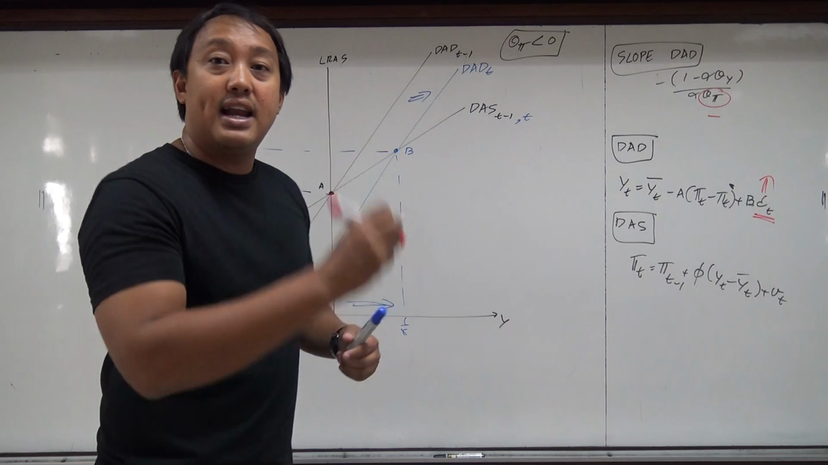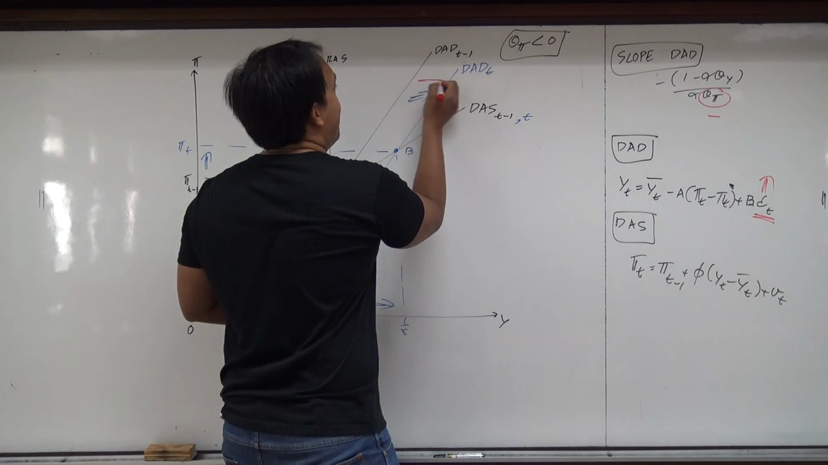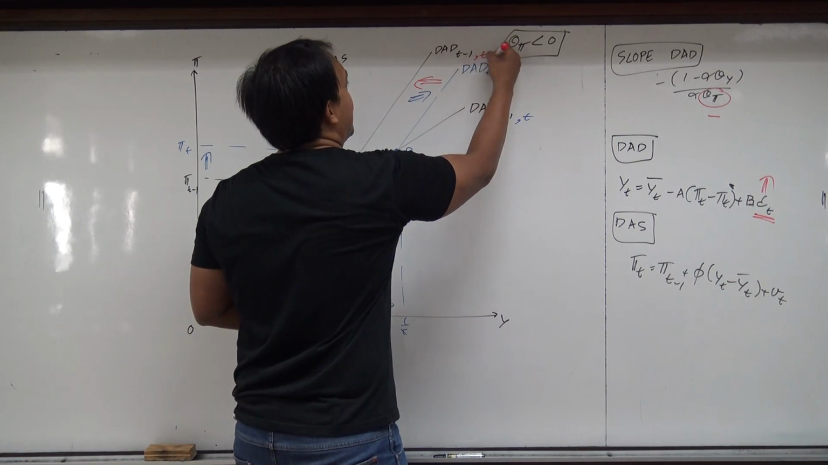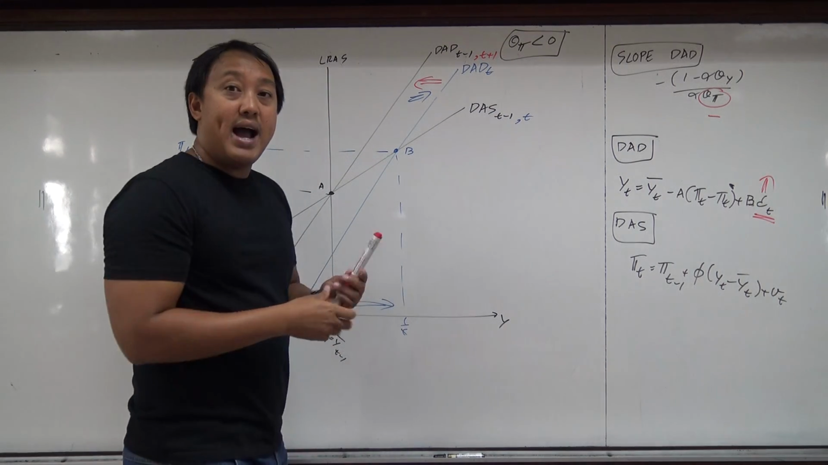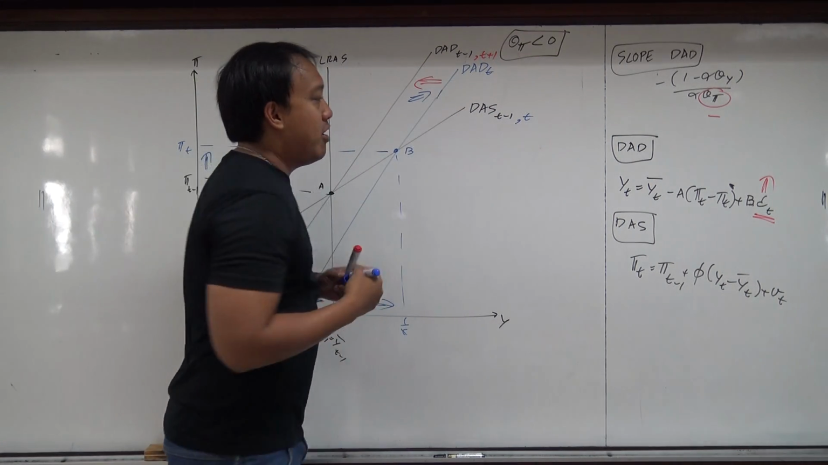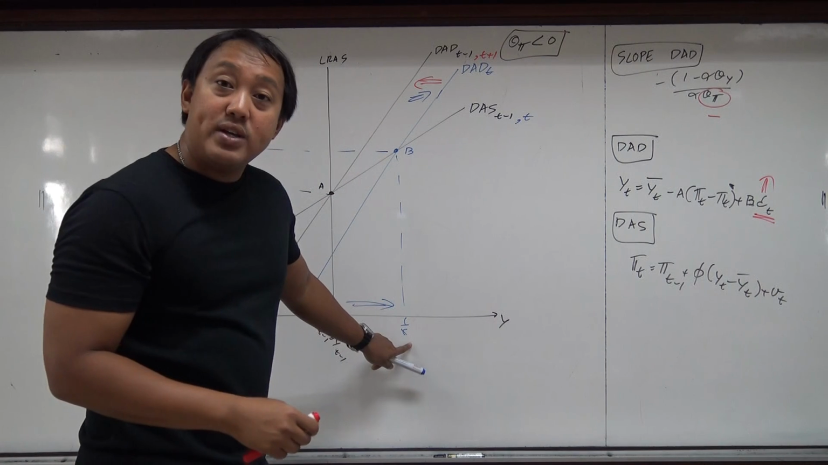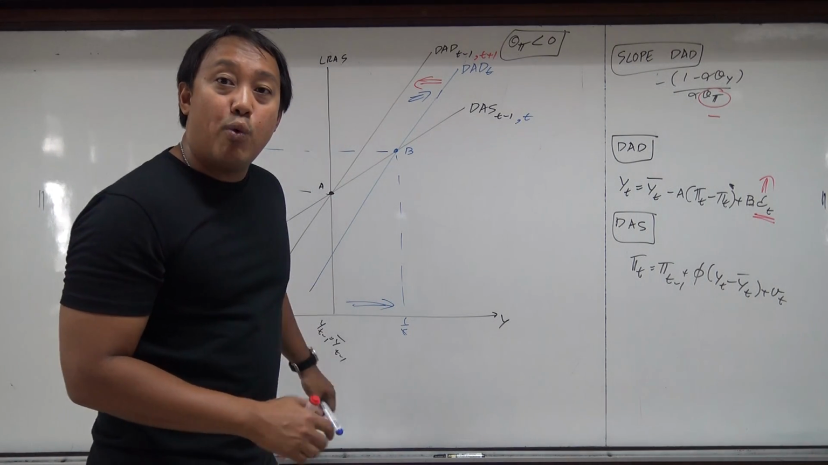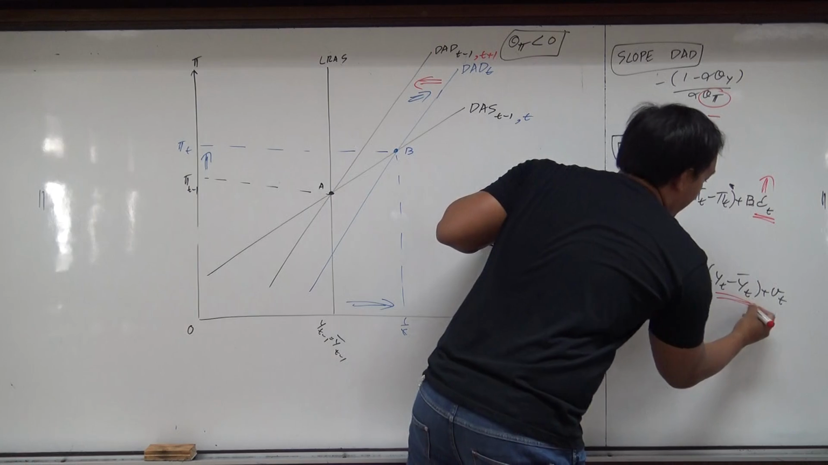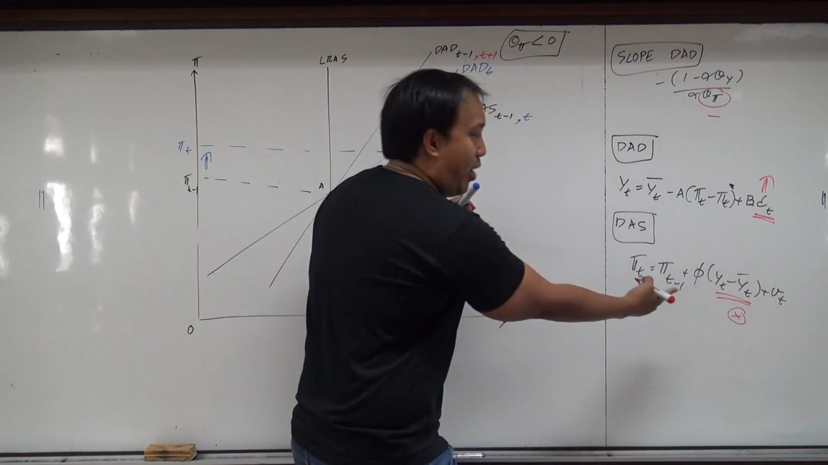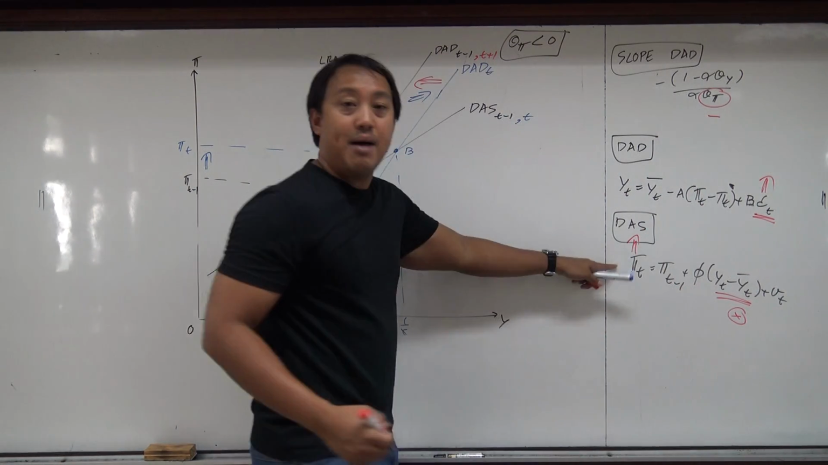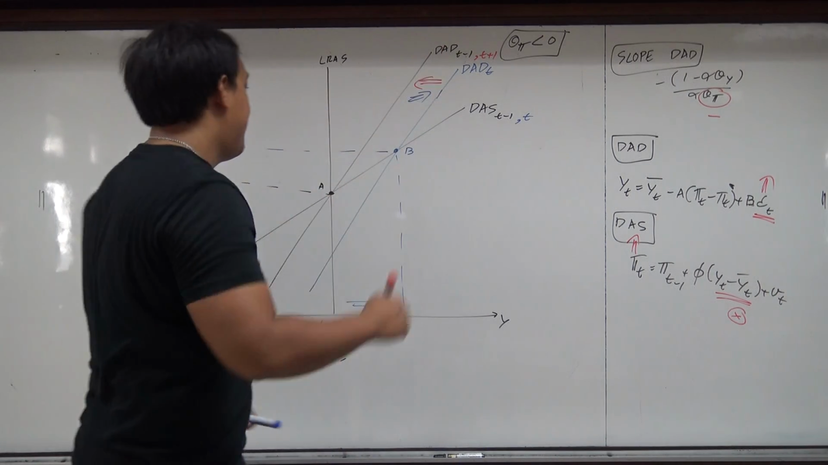You're going to use the red color. The shock is over. DAD shifts back. I put the comma t plus 1. DAD shifts back. How about DAS? Yesterday yt is higher than y bar. This bracket becomes positive. When this bracket becomes positive, pi t goes up. DAS keeps shifting up.